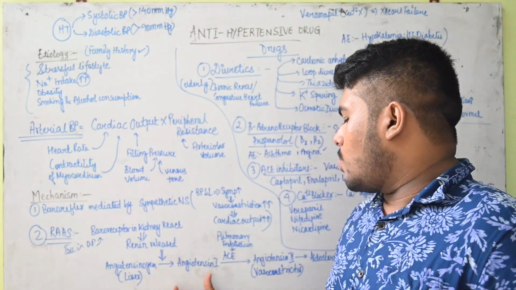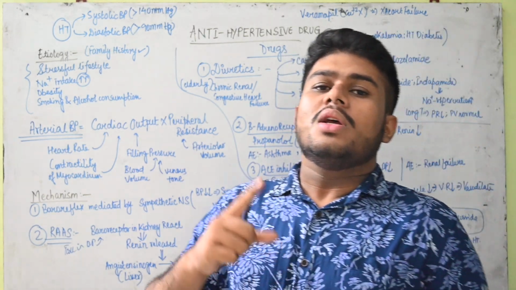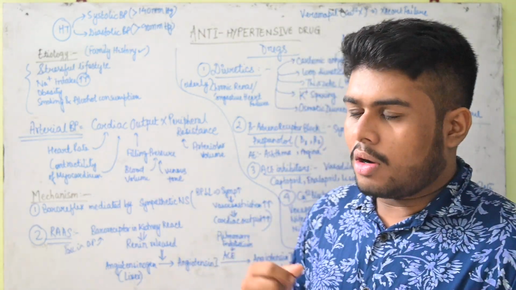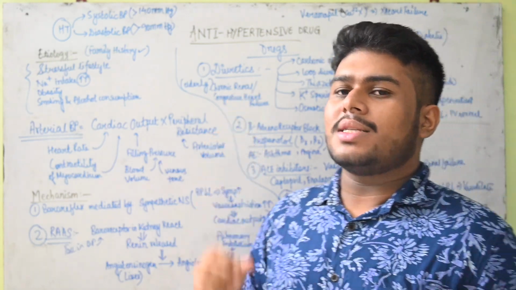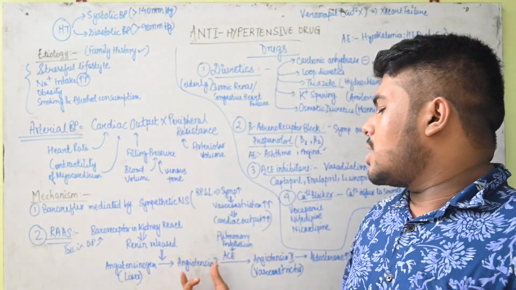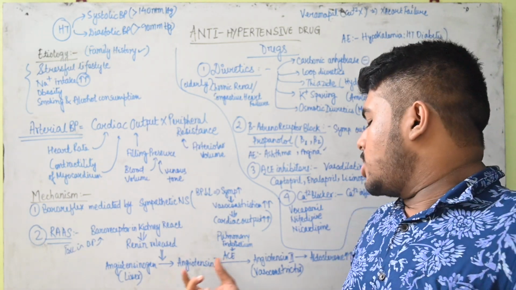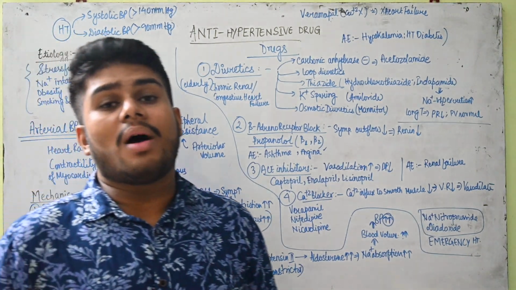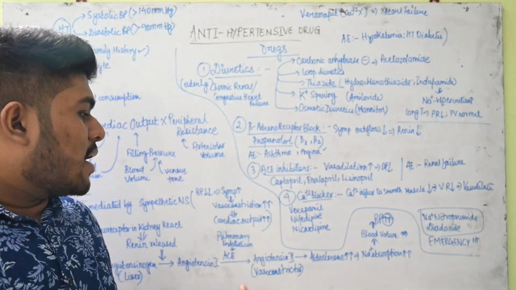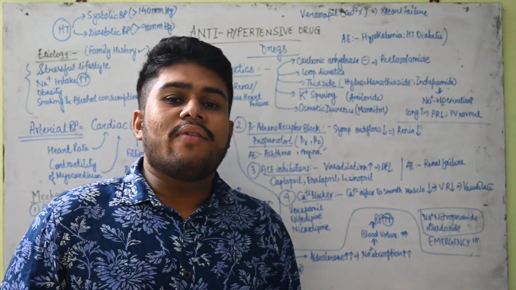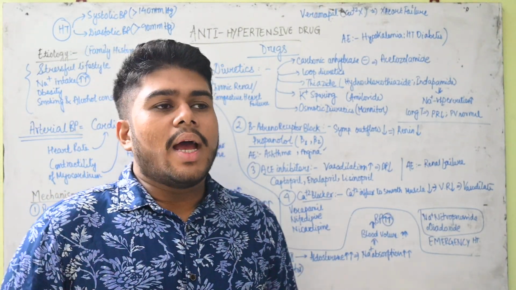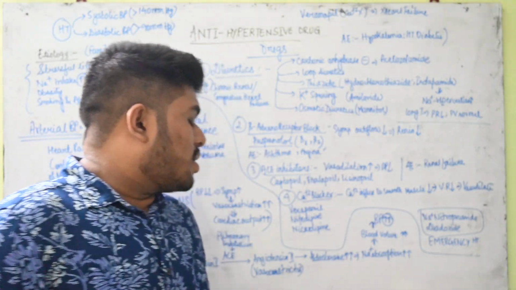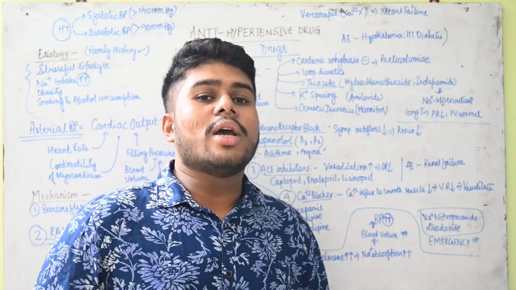Now this angiotensin 1, in the presence of angiotensin converting enzyme that is produced from the pulmonary endothelium, or from the lungs, you can say, from the lungs this ACE is coming, and that is converting angiotensin 1 to angiotensin 2. Angiotensin 2 is a quite powerful vasoconstrictor, and that will automatically increase the level of aldosterone in the body. Aldosterone will be released from the adrenal gland.